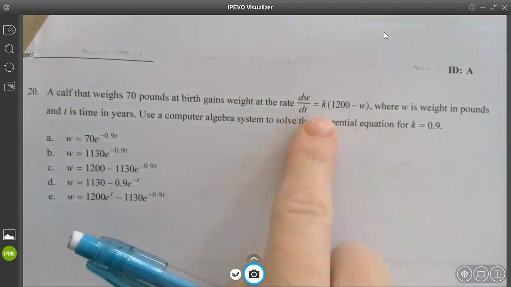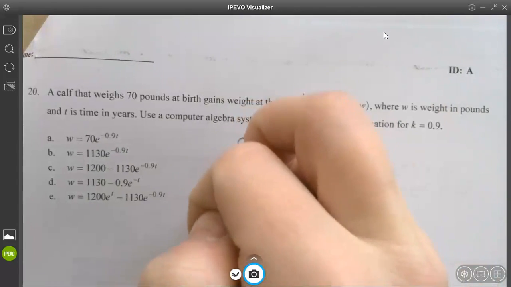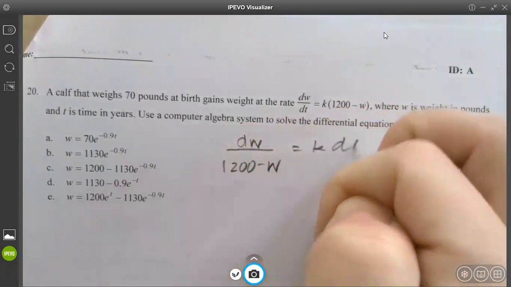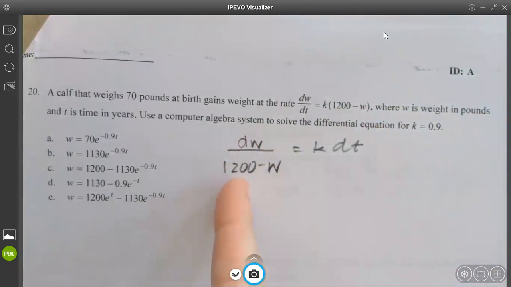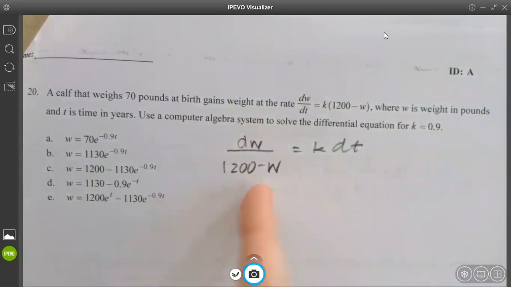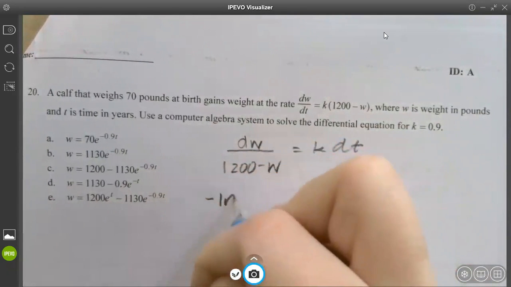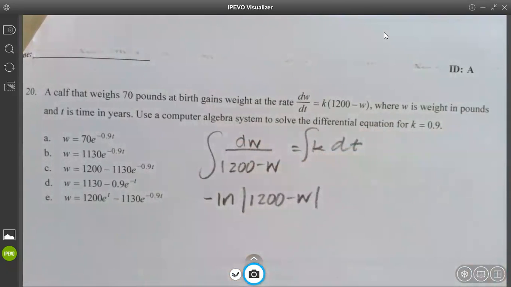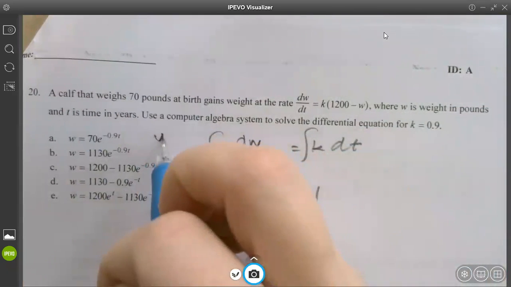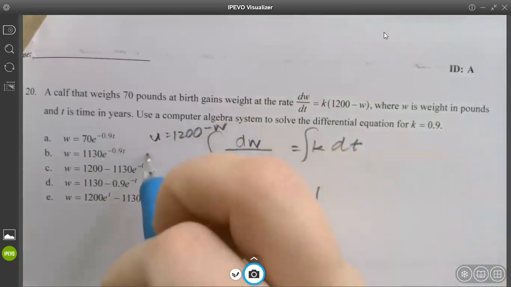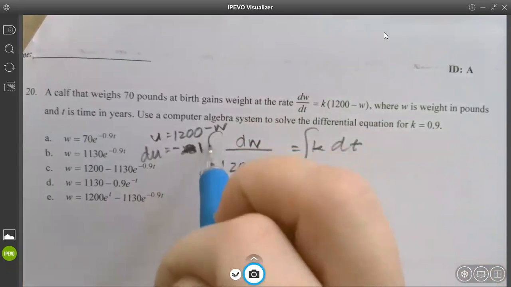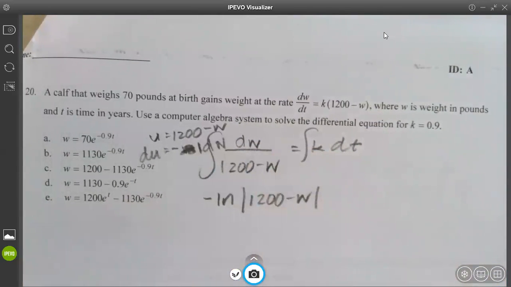All right, so what do I do? What do I do to this equation? So we're gonna have dw over 1200 minus w equals k dt. This one is the one you have to watch out for because it makes a negative w down here. So that means it's gonna make a negative ln of 1200 minus w. Why does it do that? Because we have to use u, and then du would be negative 1 dw. So we have to pull out the negative 1.